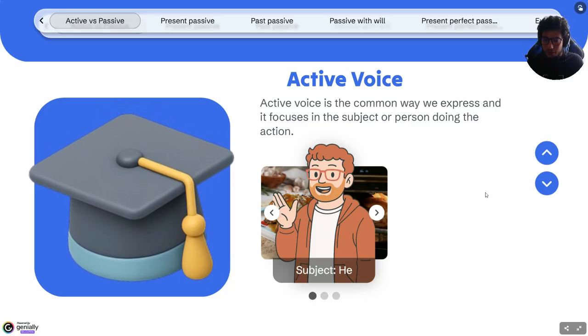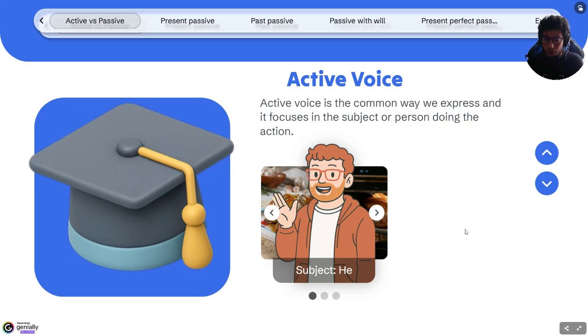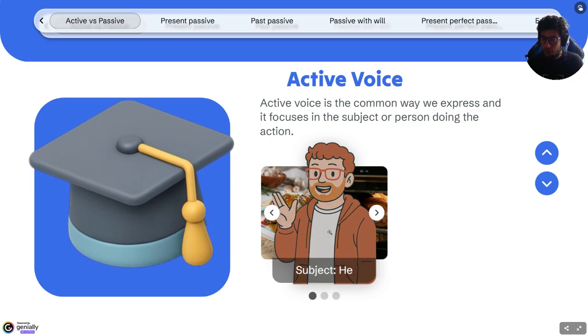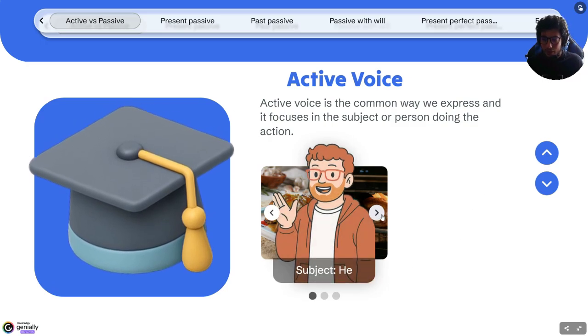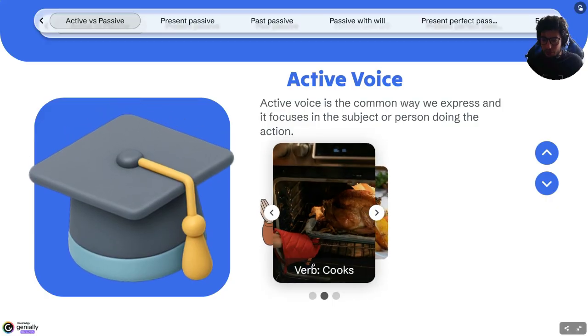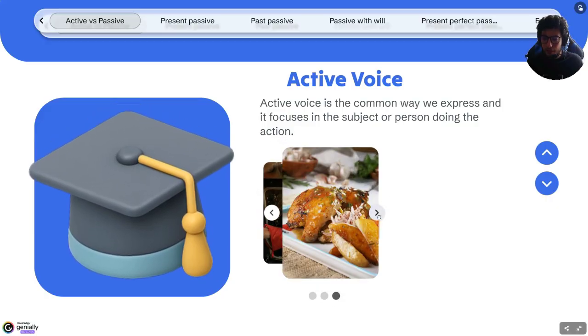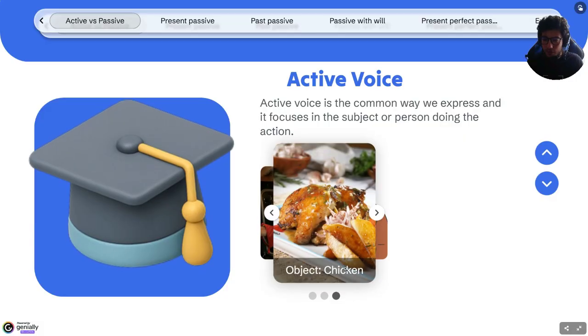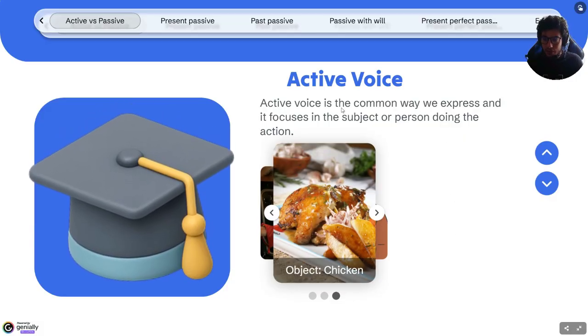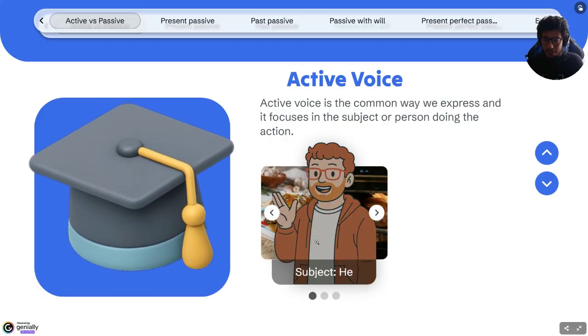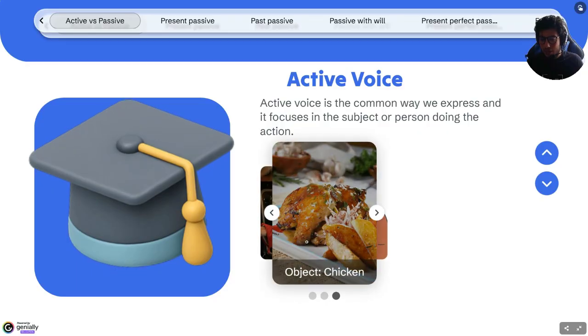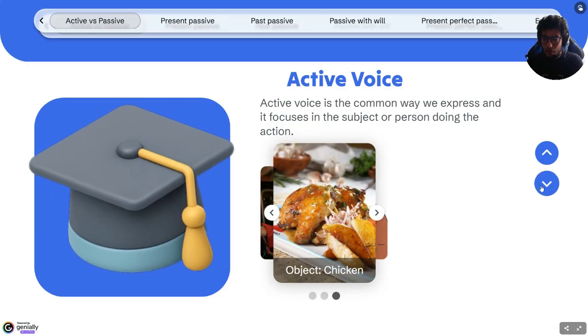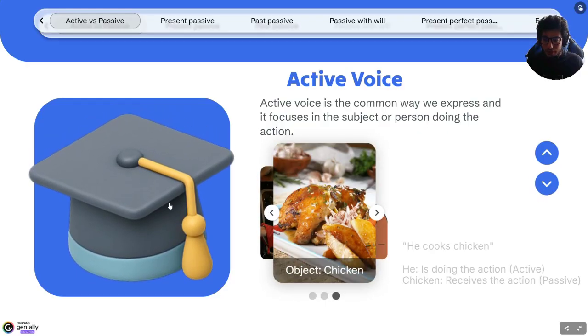So active voice is the way that we commonly express ourselves. It focuses on the person, so we know the structure: there is a subject, in this case he. There is gonna be a verb, in this case cooks. And finally, there is gonna be a complement or an object, in this case a chicken. So the main characteristic of an active voice sentence is that it focuses on the person that is doing the action. So as I mentioned, in this case he is doing the action and chicken is receiving the action. So that way we have a sentence like this.